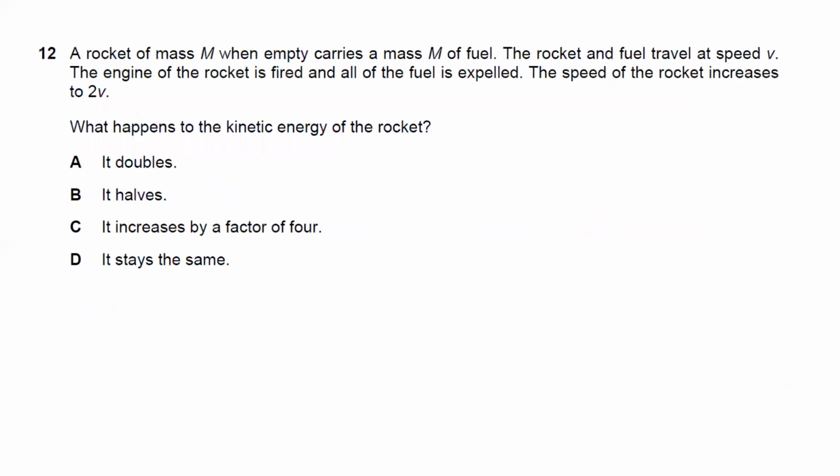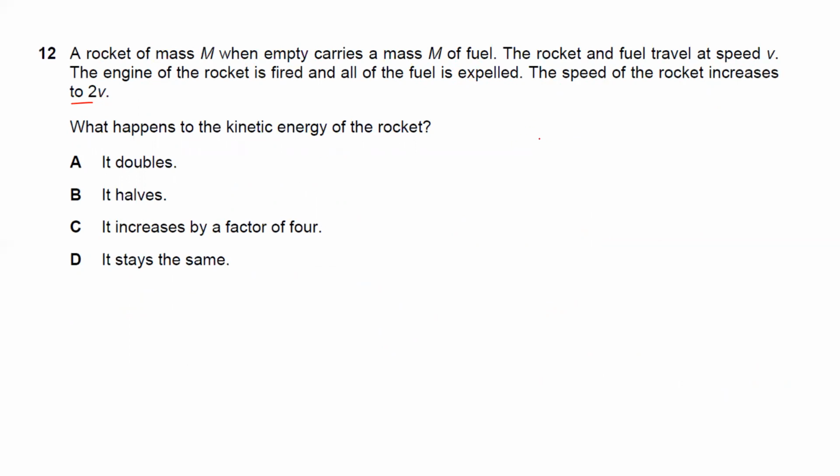Next question, question 12. It says a rocket of mass m when empty carries a mass m of fuel. The rocket and fuel travels at a velocity v. The engine of the rocket is fired and all the fuel is expelled. The speed of rocket increases to 2v. What happens to the kinetic energy of the rocket?